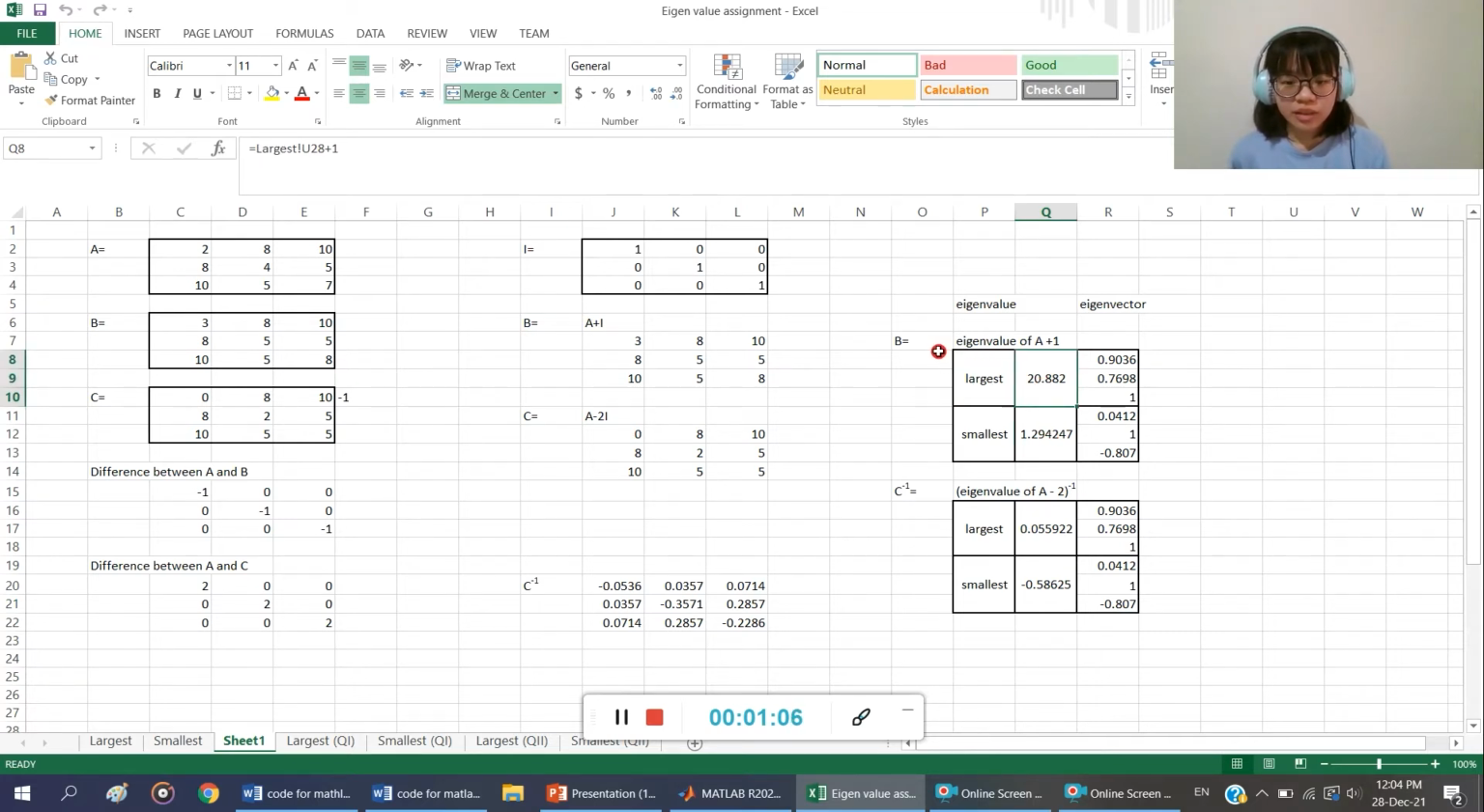For matrix B, I use eigenvalue of A plus 1. For matrix C, I use eigenvalue of A minus 2, then I inverse it. All of the eigenvectors remain the same as the eigenvectors of matrix A.